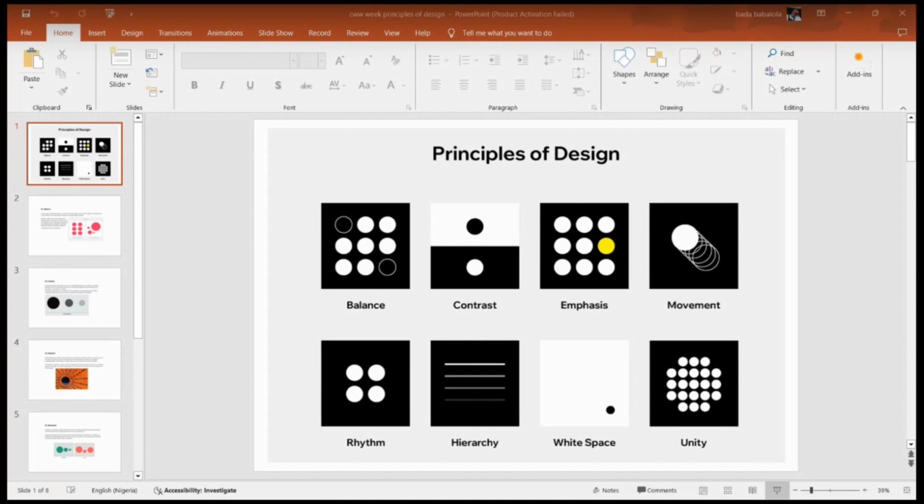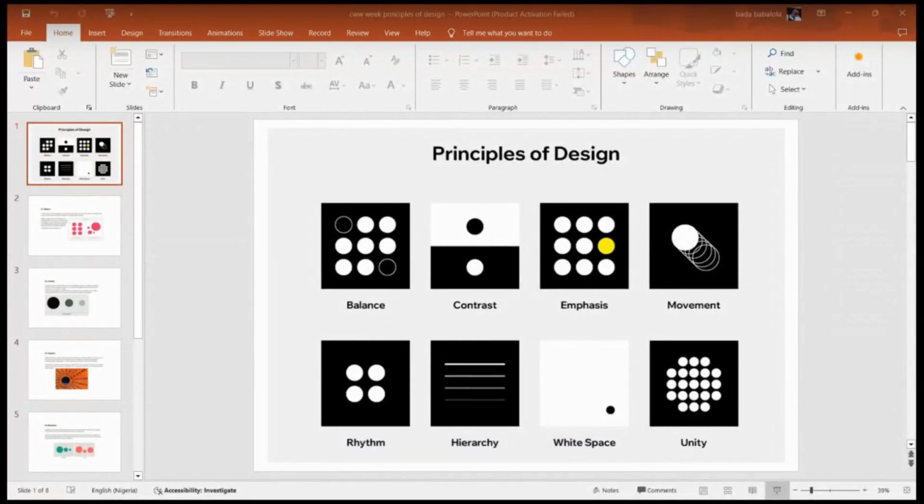Now, when we're talking about balance in design, it's divided into two. We have the symmetrical and the asymmetrical balance. I'll break it down. When you look at the image, can we see the image on the screen? Yes, sir. We can see it. All right.